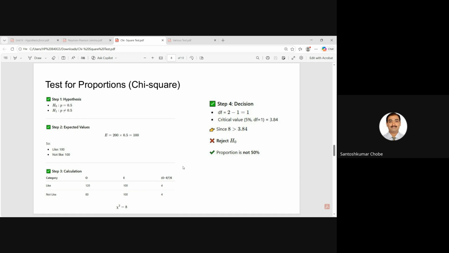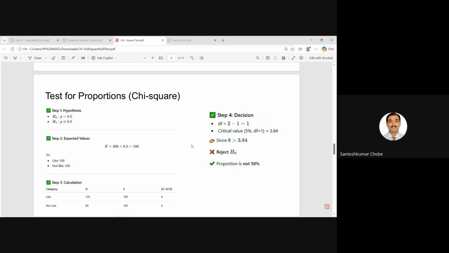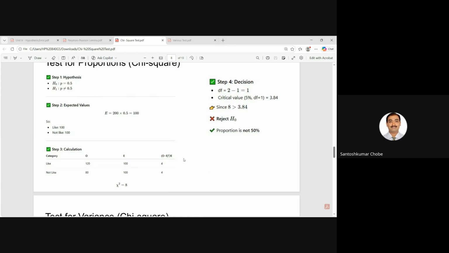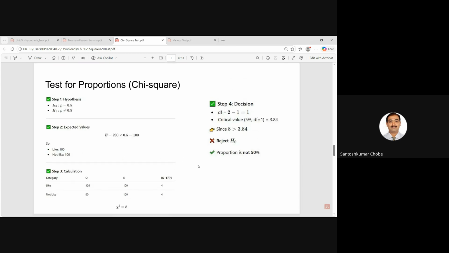That's my chi-square test. The steps are the same. The first step is formulating the hypothesis. In the hypothesis formulation, I say that the proportion is 50%, that's my 0.5. That's my null hypothesis, and my alternate hypothesis is that it is not 0.5. Correct? Now for my expected value: how many people were there? We have 200 people. And my claim is that 50% of the people like the product.